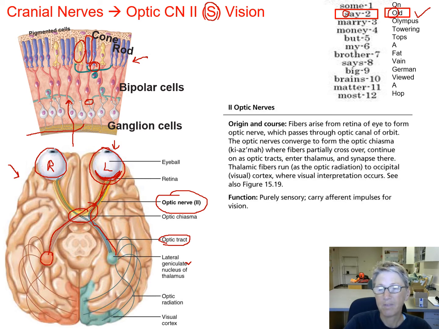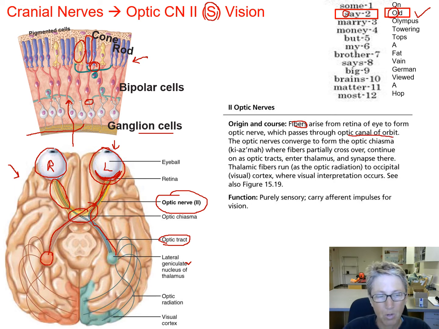And then here's the stats. So the fibers or axons arise from the retina of the eye, and that's what we showed here. The axons of these ganglion cells arise from the retina of the eye. It forms the optic nerve. So ganglion cell axons are traveling here. It's the optic nerve. And then the optic nerve passes through this bone structure called the optic canal of the eye orbit.